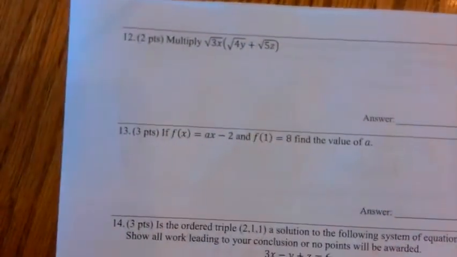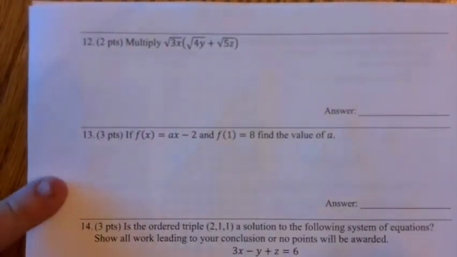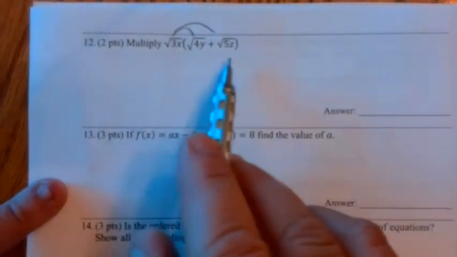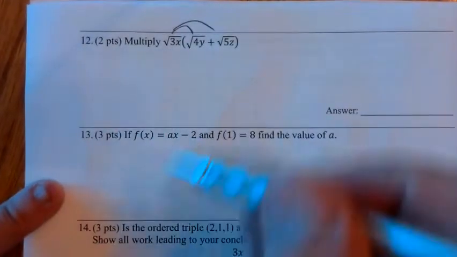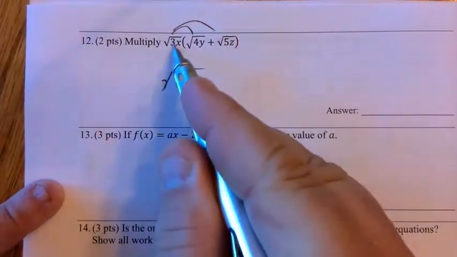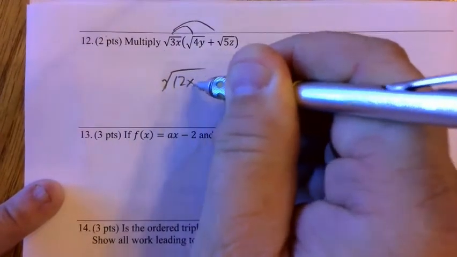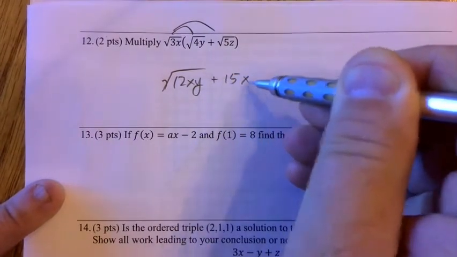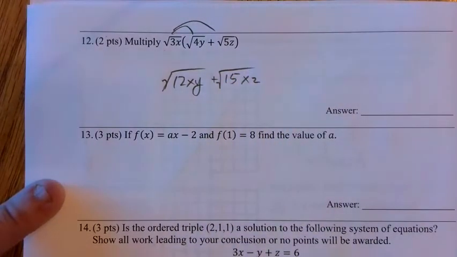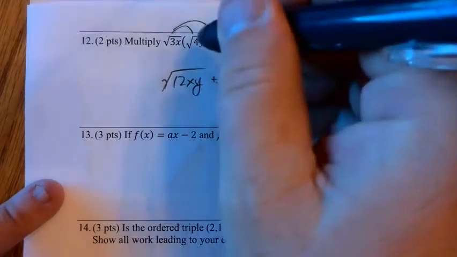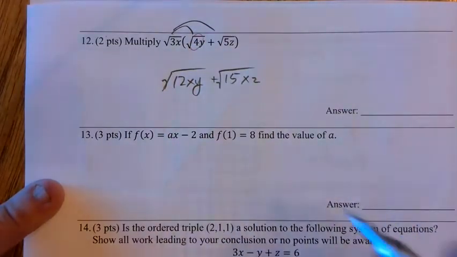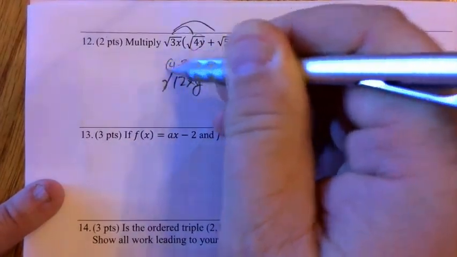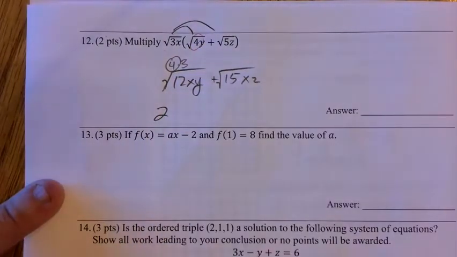Sorry, I'm just trying to zip through this quickly. Multiply. Okay, so I'm going to distribute, right? Square root, square root, square root. So they're all the same root, so I can multiply these. So I get the square root of 3 times 4 is 12xy, and then 3 times 5 is 15xz, and it's under root also. But now this 12 was bugging me because I know I can simplify it, right? Because 12 is the same as 4 times 3, and the square root of 4 is 2. So I'm going to be able to pull that out.